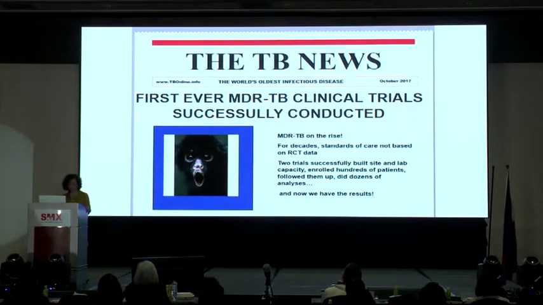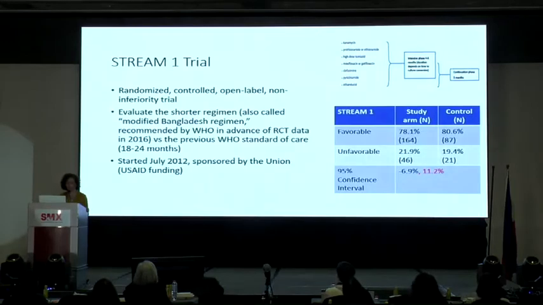So the first clinical trial for a regimen for TB was for the 9-month regimen. It was called the Stream 1 trial. So the two trials that were advertised here are trial 213 for delamanid and the Stream 1 trial. The Stream 1 trial is a randomized controlled trial, open label, a non-inferiority trial of the 9-month regimen versus the conventional WHO regimen.